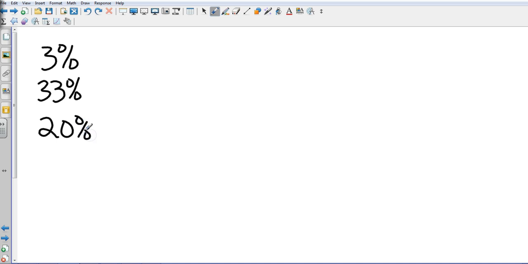Okay. First thing we want to do when we're dealing with percentages is change them to decimals. What is 3% as a decimal? 0.03. What's 33%? 0.33. And 20%? 0.2 or 0.20. I'm just going to put 0.20 because everything else is 2 spaces. Normally I would put 0.2.